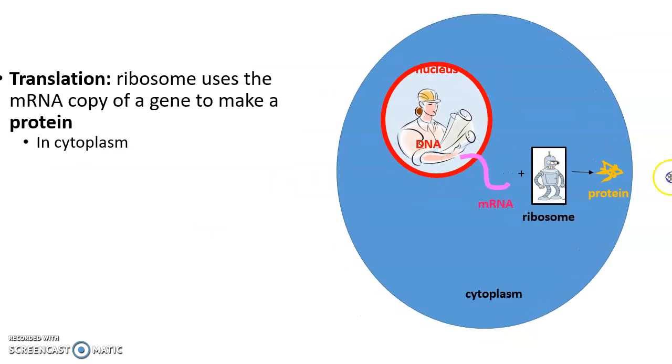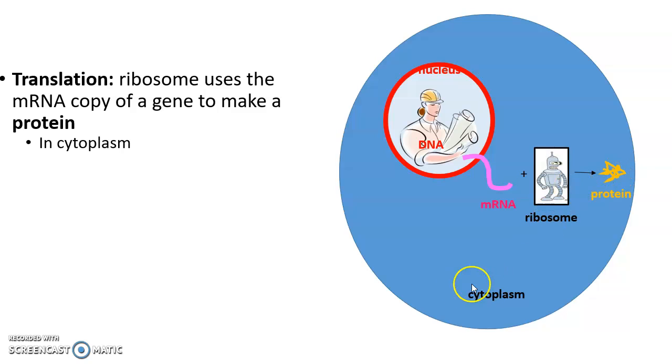And then translation. Translation occurs in the cytoplasm. It is when the ribosome uses the information on the messenger RNA to make a specific protein.